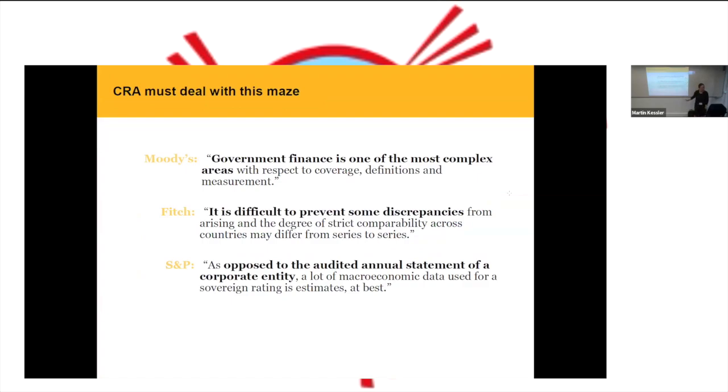But the rating agencies have to deal with that maze. They cannot just take for granted what countries tell them. They tell me sometimes, we just can't believe it. We know it's a biased opinion on what their true level of debt is, so we have to do our own adjustments. But they all say it's a very complex area. Fitch said it's difficult to prevent discrepancies, it's nothing like an audited corporate entity.